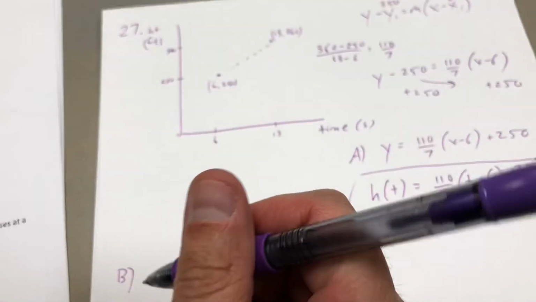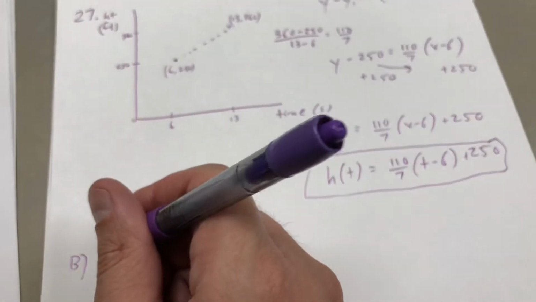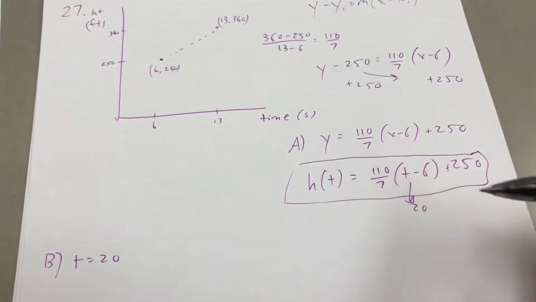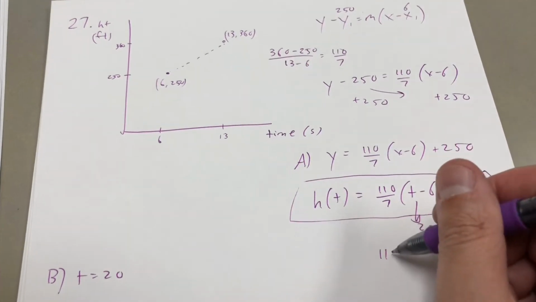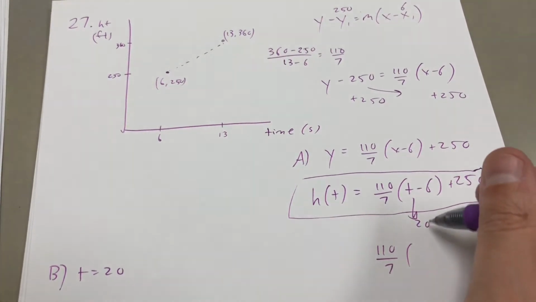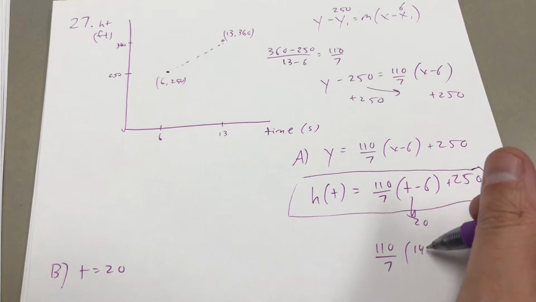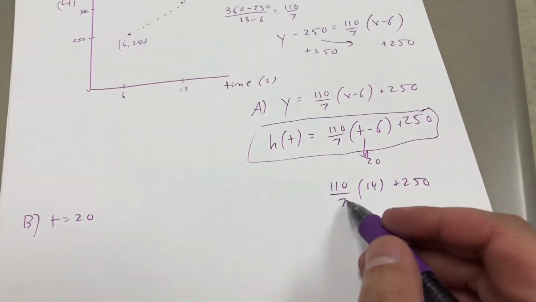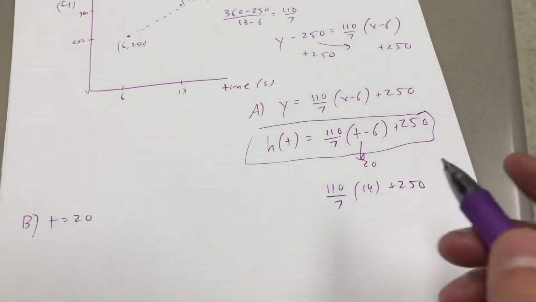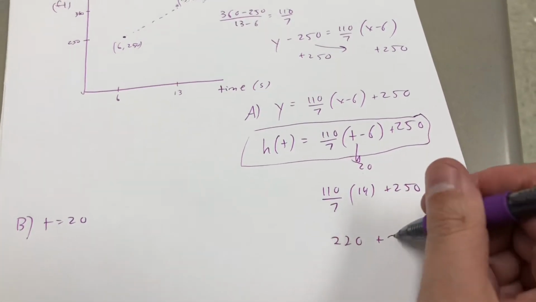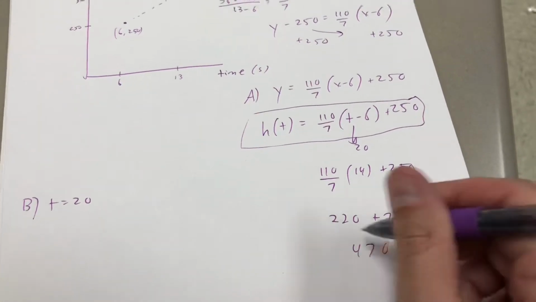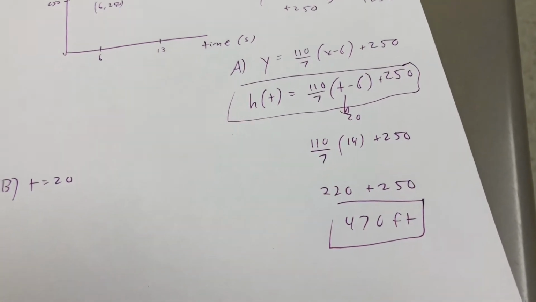All right, part B asks for the height after 20 seconds. So that would be when t is equal to 20. So I'll put a 20 in here. And that's going to be 110 over 7 times 20 minus 6 is 14, plus 250. Okay. 7 goes into 14 twice. 2 times 110 is 220 plus 250. If my arithmetic is right here, looks like 470 feet. That's going to be my final answer.